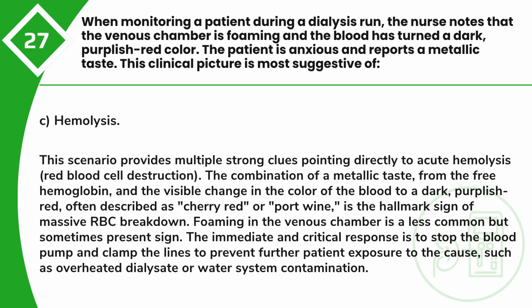Answer: C. Hemolysis. This scenario provides multiple strong clues pointing directly to acute hemolysis, red blood cell destruction. The combination of a metallic taste from the free hemoglobin and the visible change in the color of the blood to a dark, purplish red, often described as cherry red or port wine, is the hallmark sign of massive RBC breakdown. Foaming in the venous chamber is a less common but sometimes present sign.